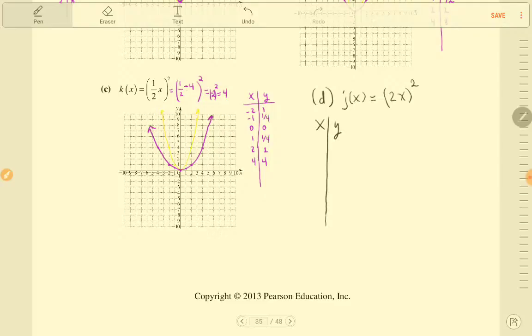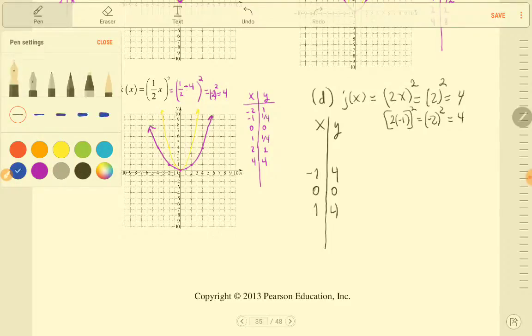y. Okay, so now I want to do 0. Again, if I plug in 0 here, 2 times 0 is 0, 0 squared is 0. Plug in a 1 and a -1. 2 times 1 would be 2. 2 squared would be 4. Or if I put 2 times -1 quantity squared, that would be -2 squared, which would also be +4. So 4 and 4.